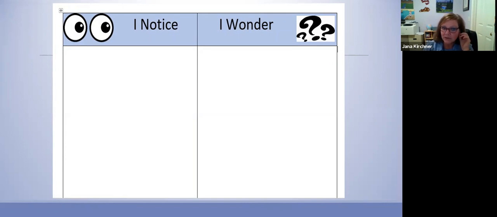That's an I Notice, I Wonder that I have used with kids quite a bit, that just has 2 columns, and I will be glad to share it, but it's just a Word document as well. And you're going to teach them and practice with them to literally write down what they notice from the artifacts or the pictures, the maps or whatever, and then generate some questions in this second column. So I Notice, I Wonder.